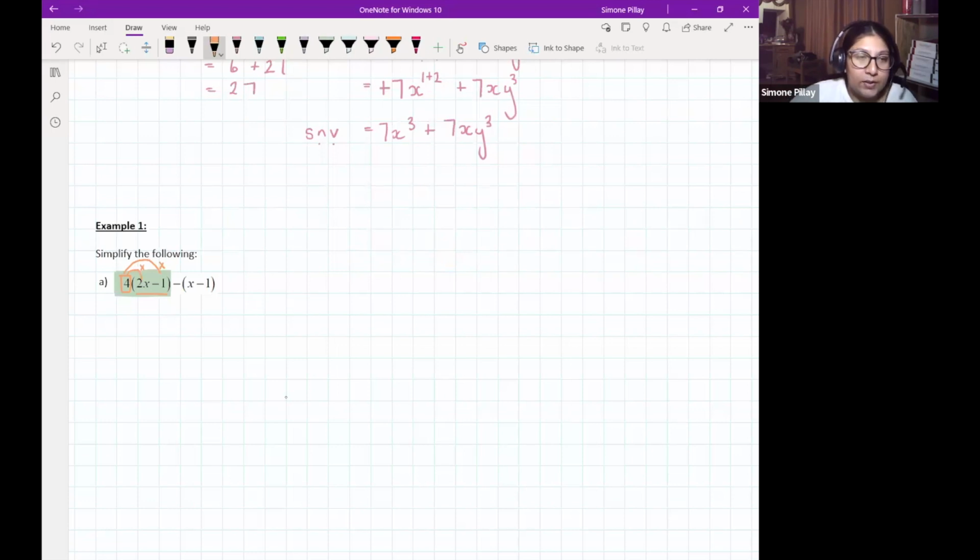So what we're then going to do is I take my number outside the brackets and I multiply it to the first term in the brackets. And then I take the number outside the brackets, which is 4, and I multiply it to the second term in the brackets. Okay.